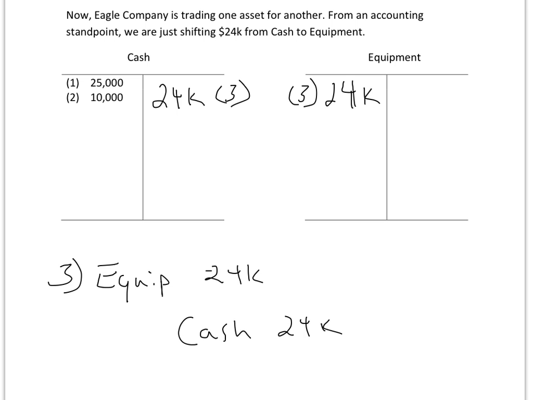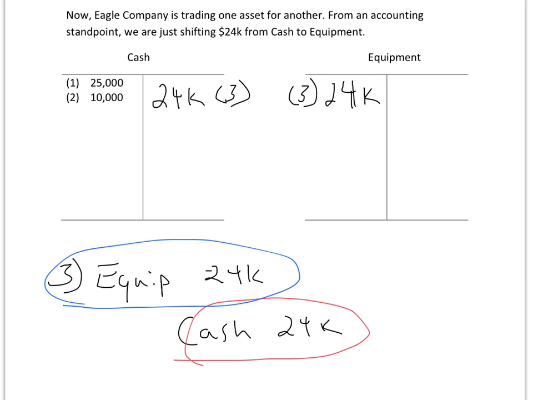Right? So nothing happened on the liability side, nothing happened on the equity side. It's all on the asset side. So the fundamental equation didn't change. We just shifted within asset classes. We took money out of cash and we put it in equipment.